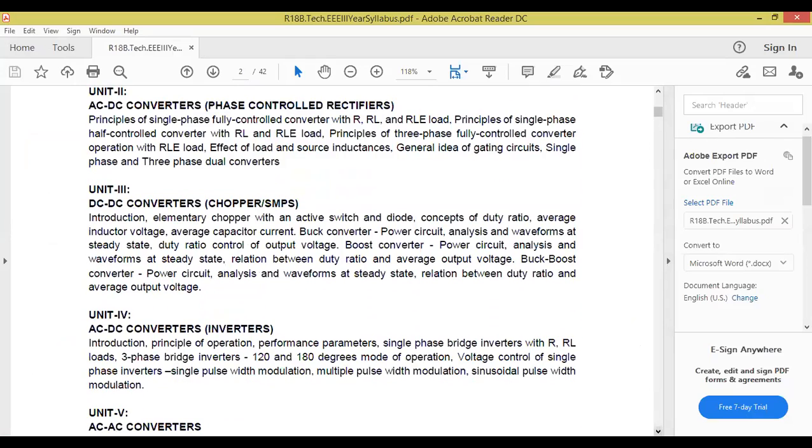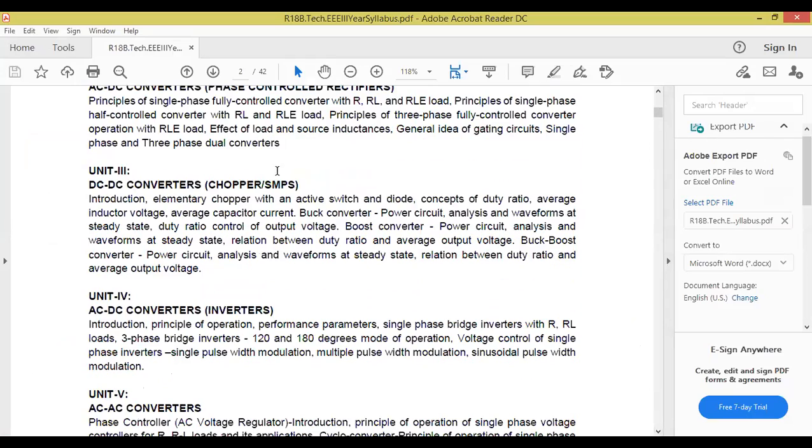Now see all of you, choppers. The latest name is switched mode power supply, SMPS. So: introduction, elementary chopper is a step down chopper only, basics of chopper, duty ratio, average inductor and average capacitor current expressions. So what is the first topic? Buck converter or step down chopper. Circuit analysis and waveforms you have seen in the animation, duty ratio T on by T. So chopper means duty ratio. By changing the duty ratio, we control the output voltage.